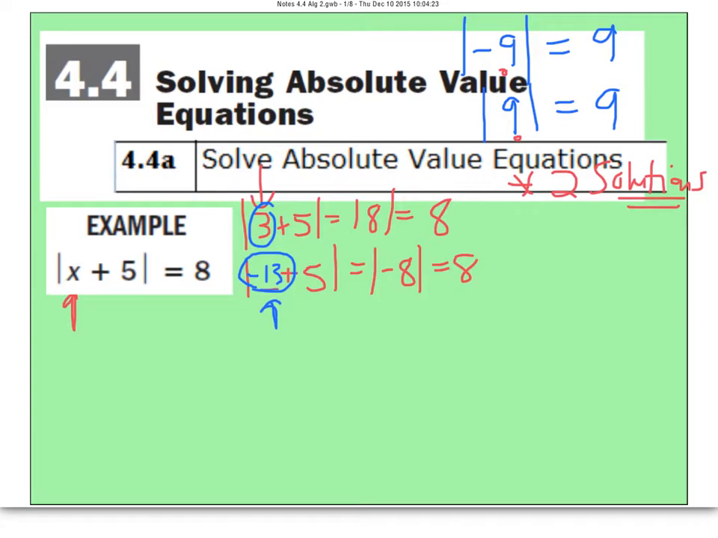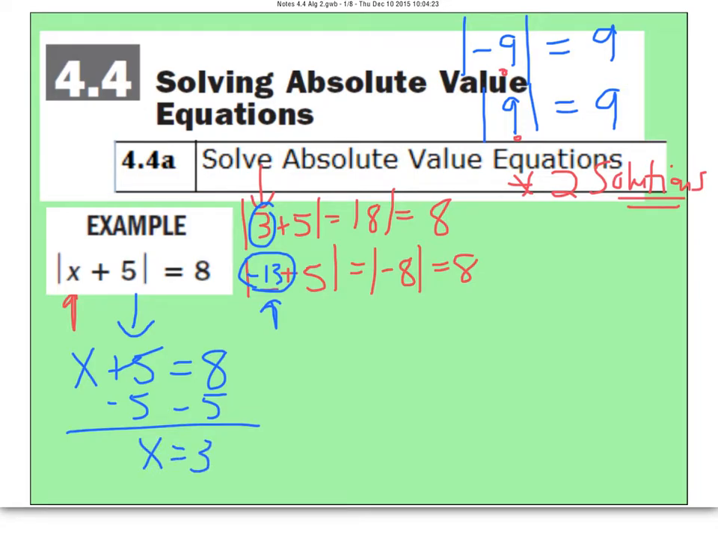Here's how you mathematically have to show it. First thing you do is you rewrite the original equation without the absolute value symbols. So you do x plus 5 equals 8, and you solve it. I know this seems really basic, like you can do it in your head, but you must prove it and show this work. There's the 3. I can support my guess and check method.